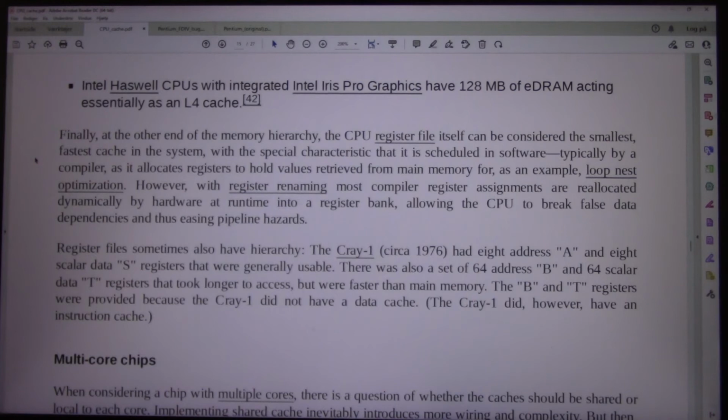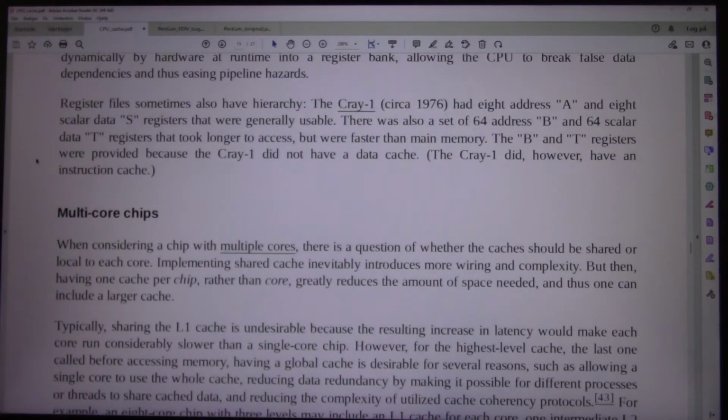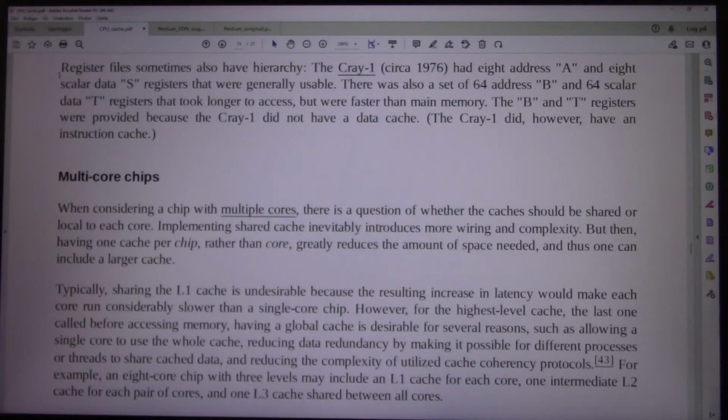Register files sometimes also have hierarchy. The Cray-1, circa 1976, had 8 address A and 8 scalar data S registers that were generally usable. There was also a set of 64 address B and 64 scalar data T registers that took longer to access, but were faster than main memory. The B and T registers were provided because the Cray-1 did not have a data cache. The Cray-1 did, however, have an instruction cache.